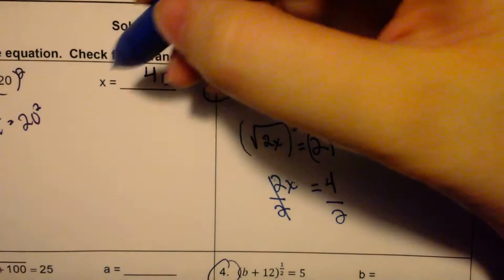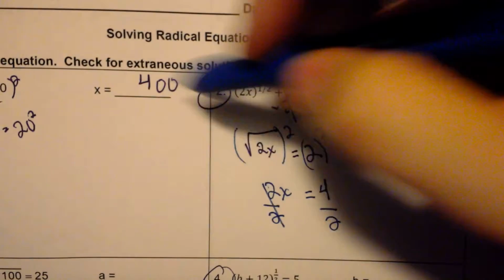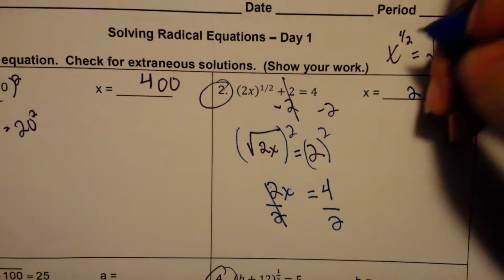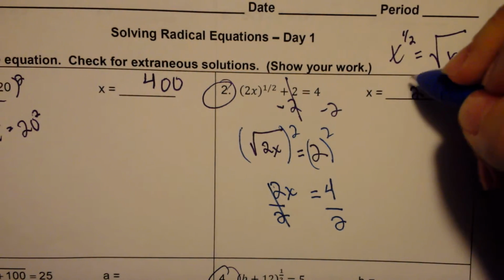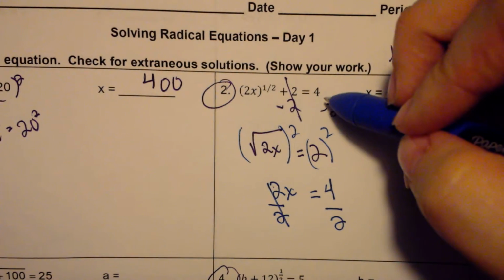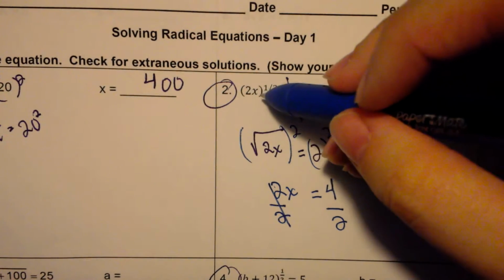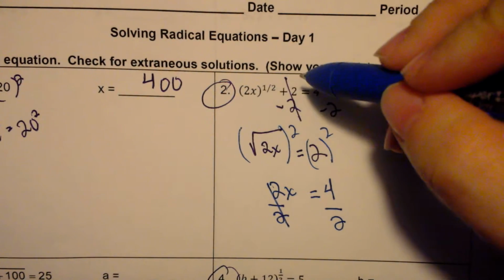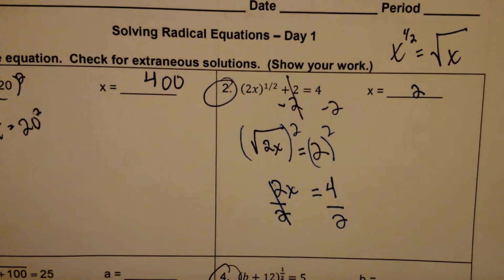Remember to check your answers. So on the first one, the square root of 400 is 20, so that one was really simple to check. Here, when I have something kind of long and drawn out, if I put in 2, I better get 4 out. So 2 times 2 is 4, the square root of 4 is 2, 2 plus 2 is 4. So this one works out. And if you're kind of pressed for time, just put it in the calculator and check your answer.